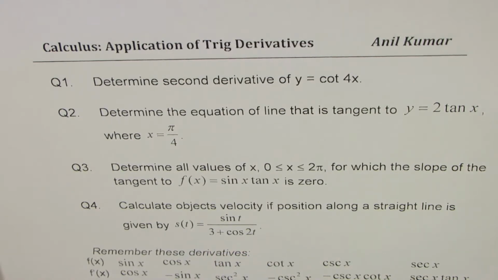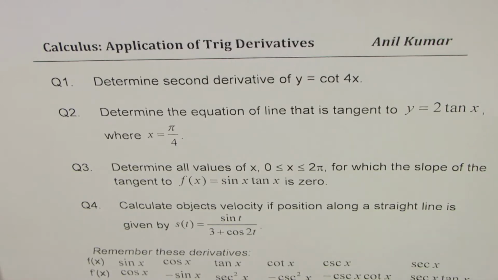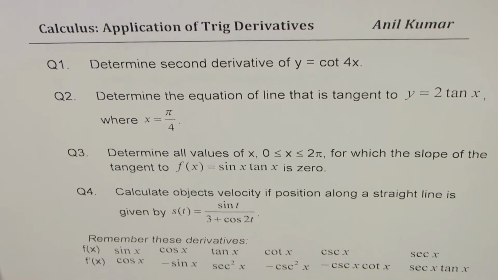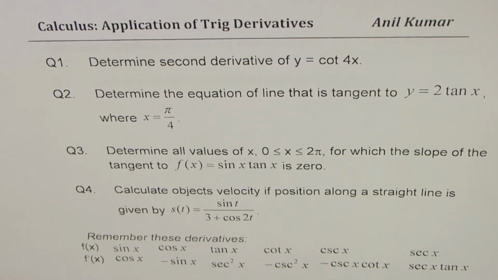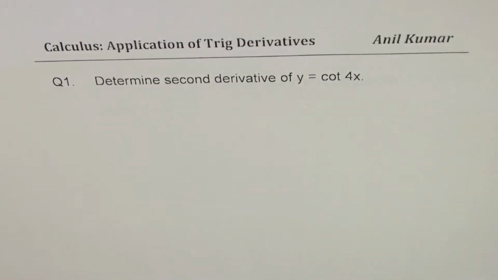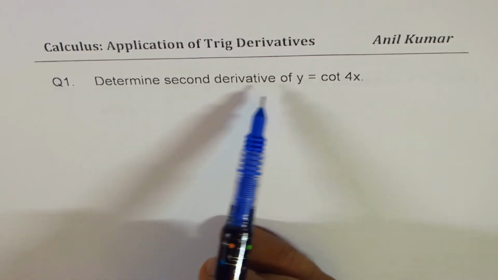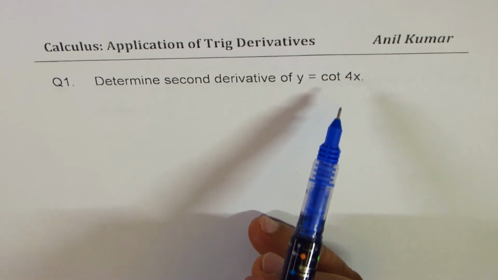And these are the formulas, rather derivatives of trigonometric functions, which are there for your convenience. You need to remember them, right? So that's very important. So let's begin answering them one by one. The very first one is determine second derivative of y equals cot 4x.